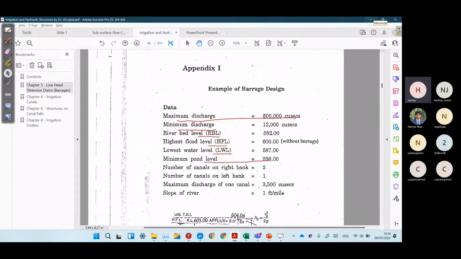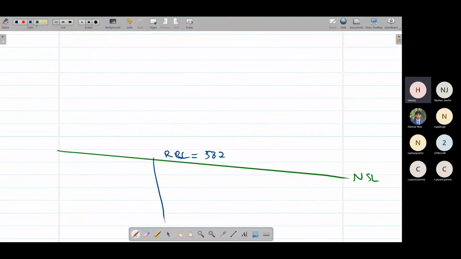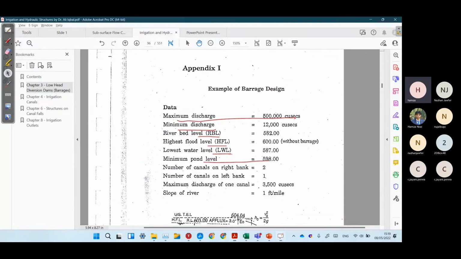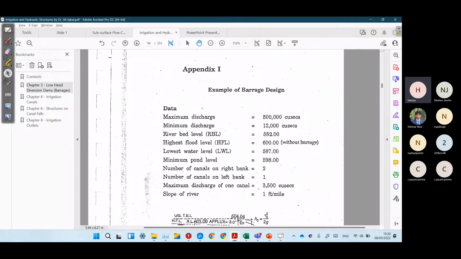Now they are saying that the highest flood level would be at 600 feet. So the water elevation like this would be 600 feet, highest flood level. And the lowest water level would be 587. The minimum pond level. Pond level is after creation of the barrage, so some of the water is stored on the upstream side. So this would be our ponding. So our pond level would be minimum 598 feet.